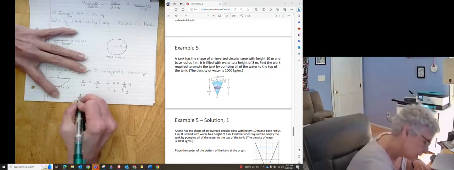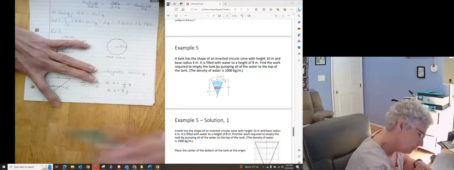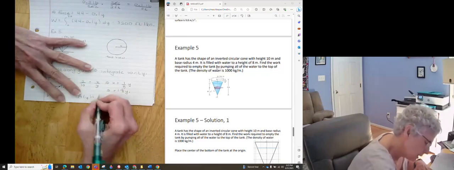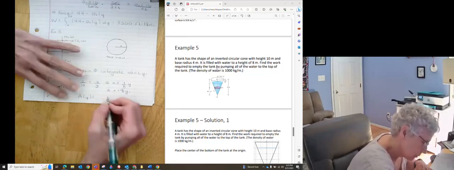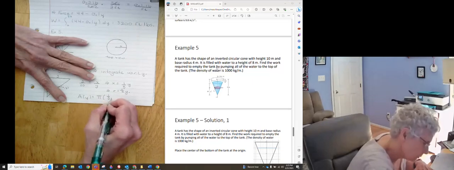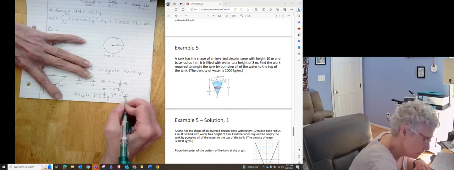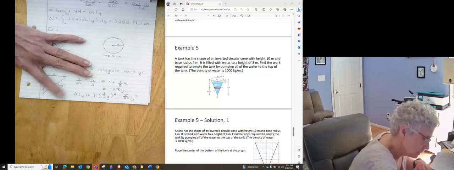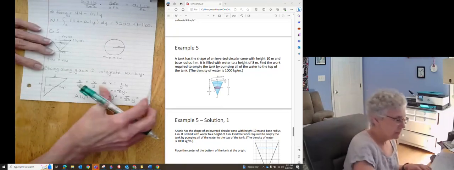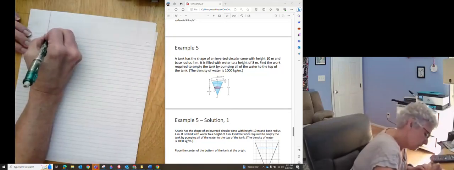So the area of a slice, I'll just call it A as a function of y, is equal to pi r squared. So pi times 1 over 5 y squared. So pi over 25 times y squared. So now I have the area of a slice. Let's start talking about the work I'm doing.